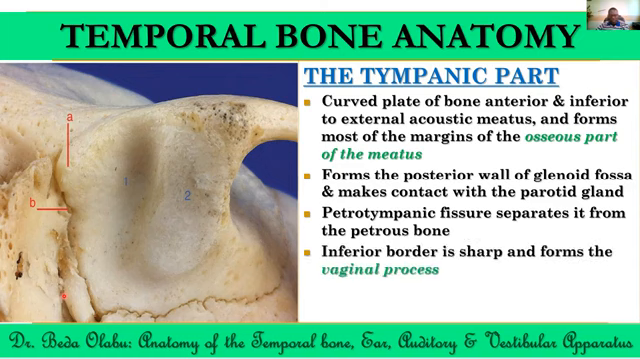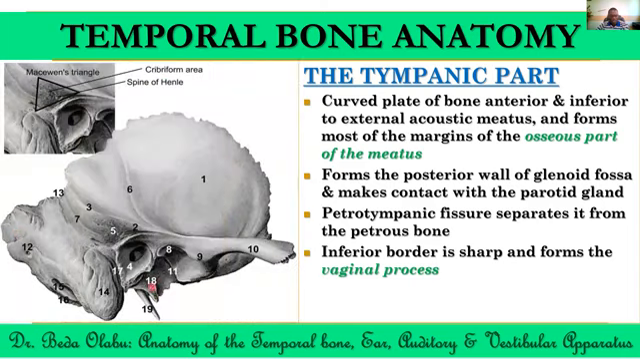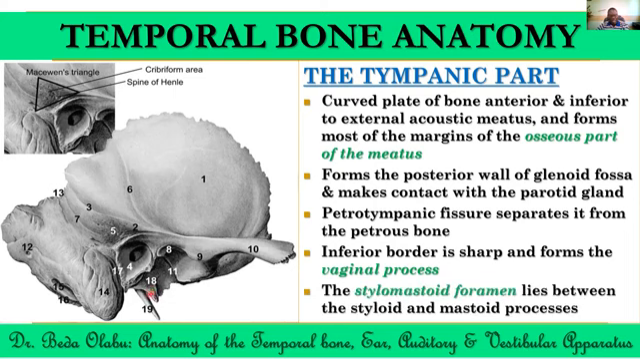The inferior border of the tympanic bone is a bit sharp and forms a sheath around the styloid process. That sheath is what we call the vaginal process, the one labeled 18 there. The sharp projection partly forms the sheath around the styloid process. So this is what we call the vaginal process of the tympanic bone. The stylomastoid foramen will be somewhere here between the mastoid process and the styloid process, so somewhere around there. Of course, inferiorly.